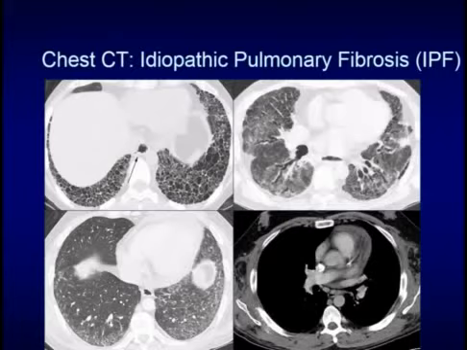So the UIP that we see with collagen vascular disease may be somewhat different, or it often is very different than the UIP that we see with IPF.